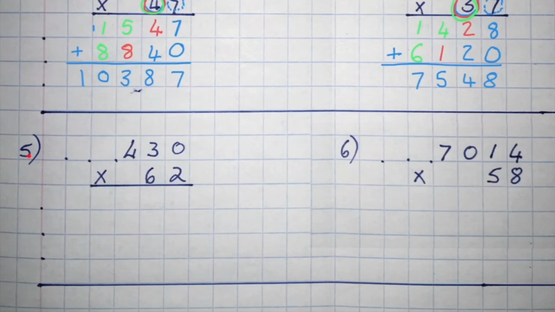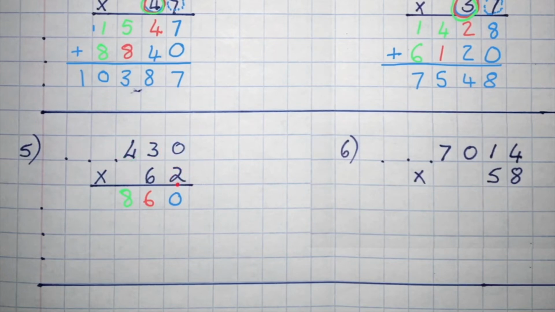Skip, write 5, skip 3 blocks, write 4, 3, 0 times 62. So we start with the 2 and we multiply it against the 0. 2 times 0 is 0. I then have 2 times 3 and I get 6. I then have 2 times 4 and I get 8. There is nothing further for the 2 to multiply, so that line is finished.